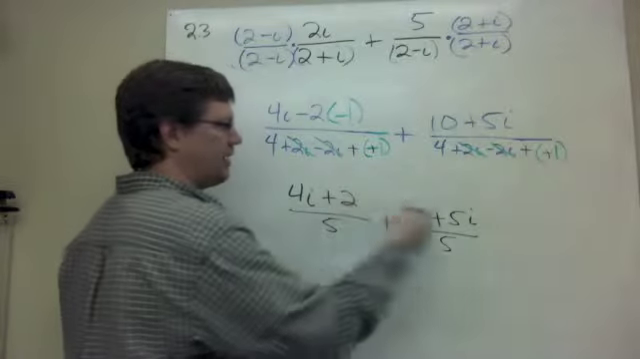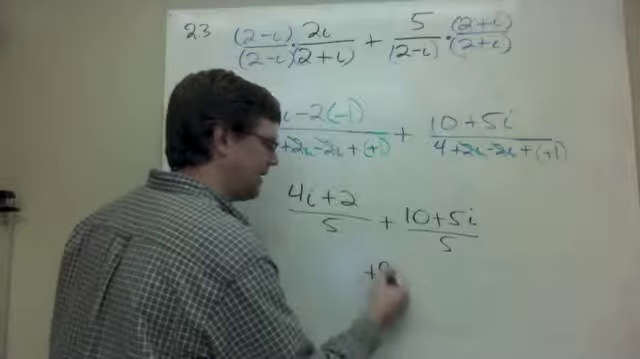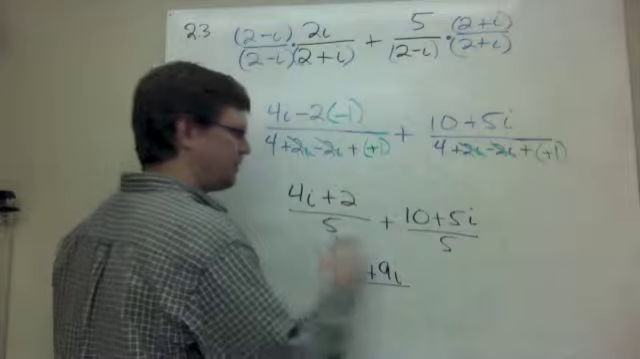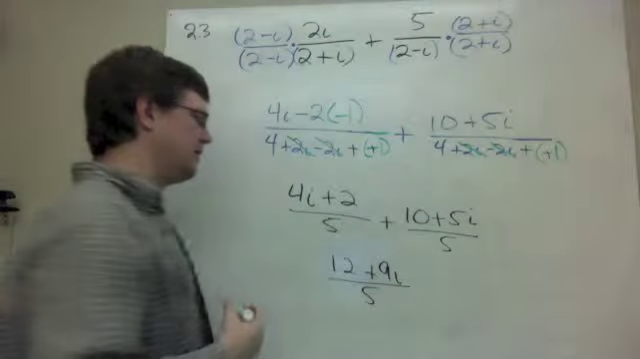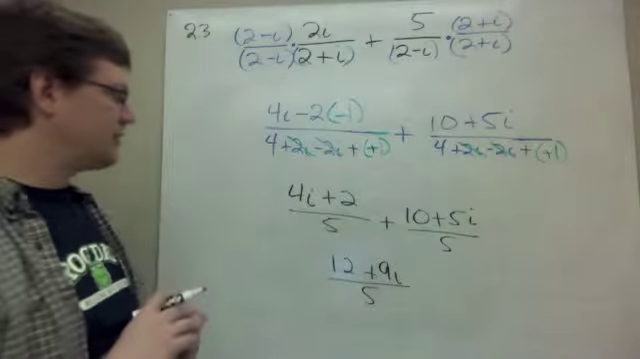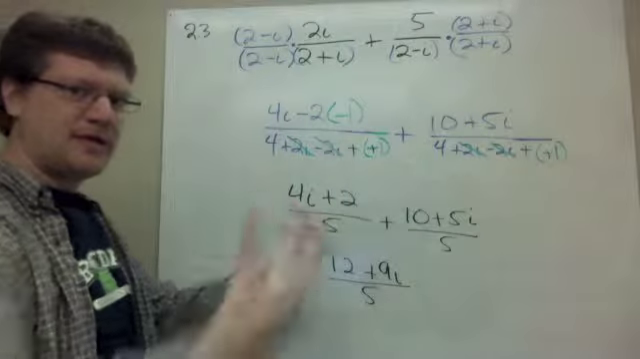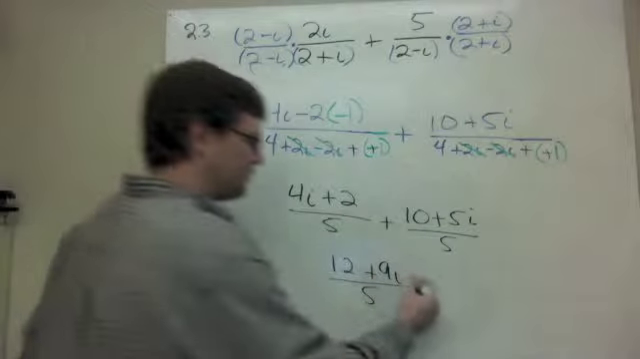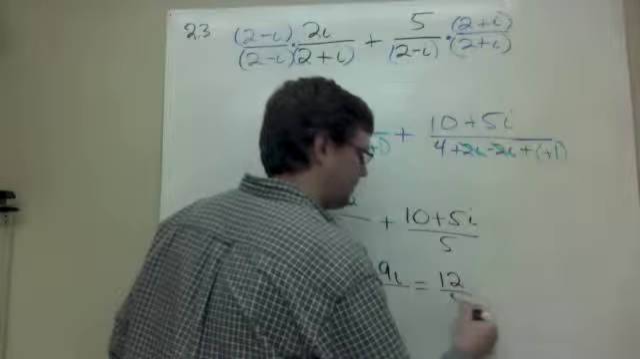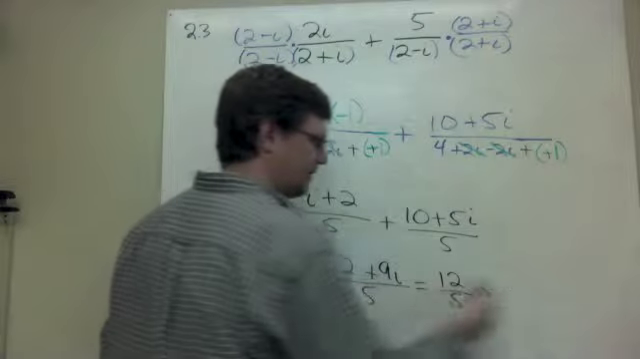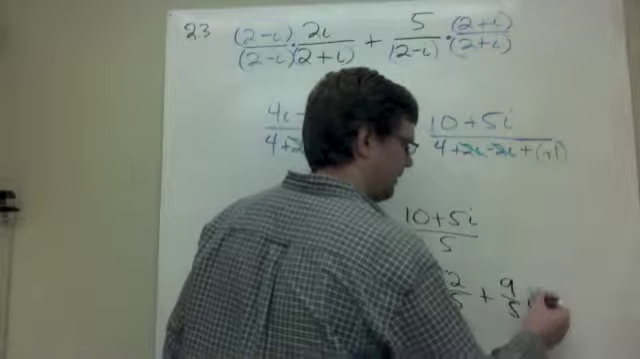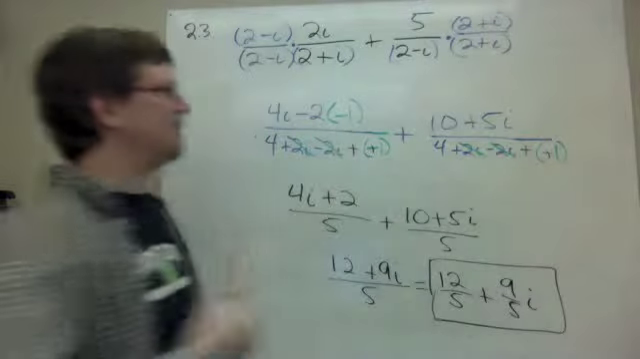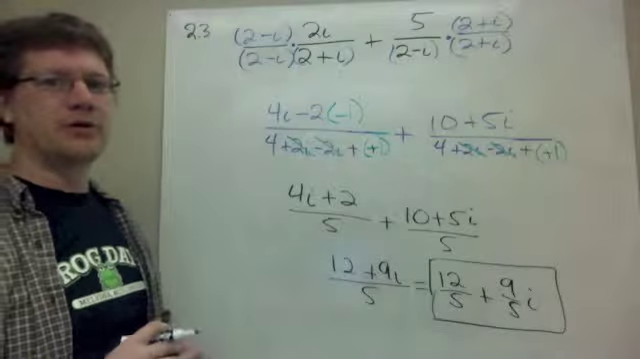So we're going to have 4i plus a 5i is a 9i. 10 plus 2 is 12. And these are both over 5. Okay? The common denominators are the same, so that just travels along. Now we want to just separate this into our two pieces. We're going to get a 12 fifths plus 9 fifths, and then the i goes with the 9. So this is the same exact form as our original equation.